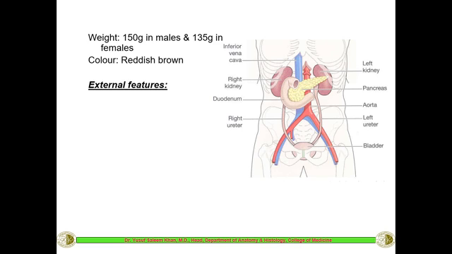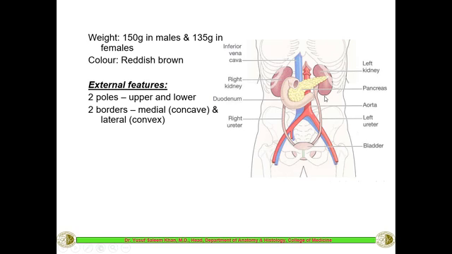Coming to the external features of the kidney, each kidney has 2 poles, as I was discussing: the upper pole and the lower pole. Here also we have the upper pole as well as the lower pole. There are 2 borders. One is the medial border, which is concave, where we can see the hilum, the structures entering and coming out. So the hilum will be near the medial concave border. The other border is the lateral border, which is convex.